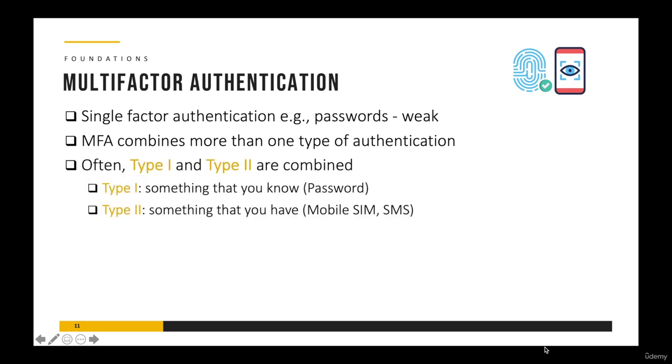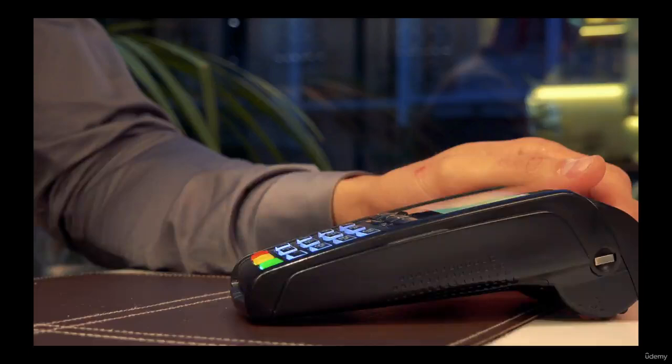So often we combine type 1 and type 2. So type 1 is something that, for example, your password, and type 2 is something that you have. So for example, you have your mobile SIM card and then you can receive an SMS. So the way this works is that, let's say you're logging into a system, you provide your username and password. But after providing your password, if your password is authenticated, the system is going to generate an SMS and send it to your mobile phone. Now your SIM is something that you have, and then you need to put in the confirmation code that you receive on your SMS. So this provides for two factors, and hence the name multi-factor authentication. So when we combine two factors, it's called 2FA, and when we combine three factors, it's called 3FA.